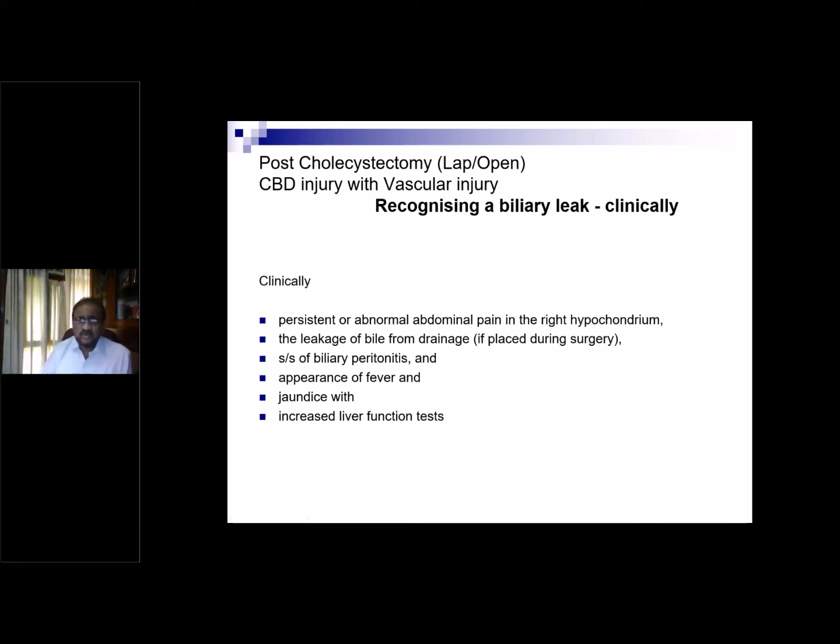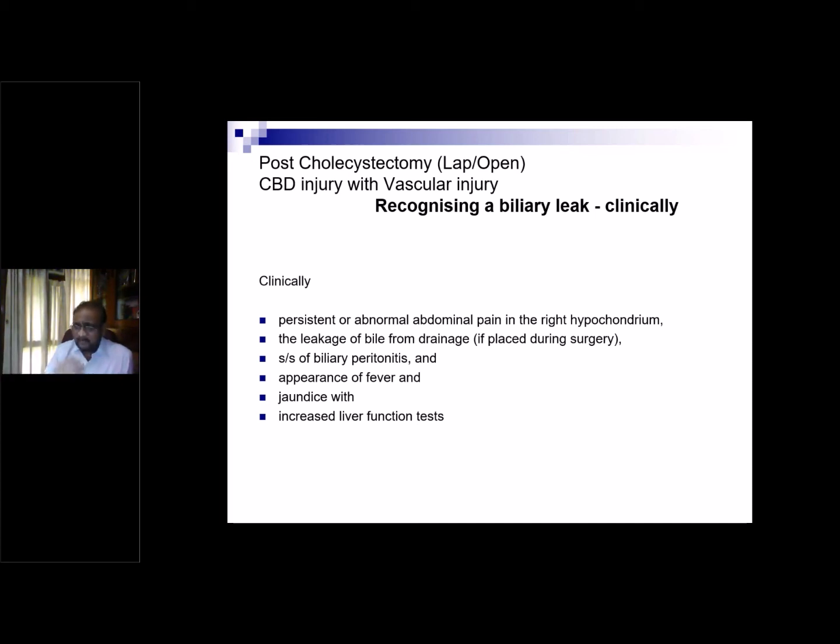What else points to a biliary leak in this patient? Clinically, that is number 1 indication. A patient with persistent pain beyond 12 hours, a patient who has tachycardia, a patient who has a tender abdomen. Apart from that, if you had put in a drain, there is leakage of bile from the drain site. Or the patient has signs of biliary peritonitis. The whole of the abdomen is tender. It shouldn't be tender. The moment you apply pressure over the abdominal wall, it should be so pliable in a patient who does not have any leak.